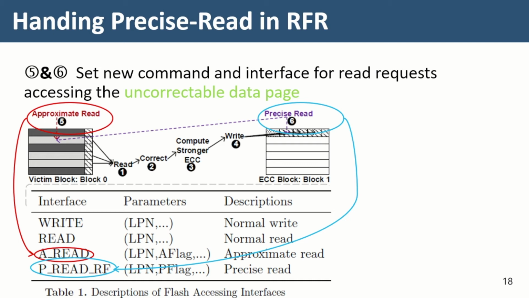In the fourth and sixth steps, we expose sets of read or write interfaces to access flash memory, as the table shows.